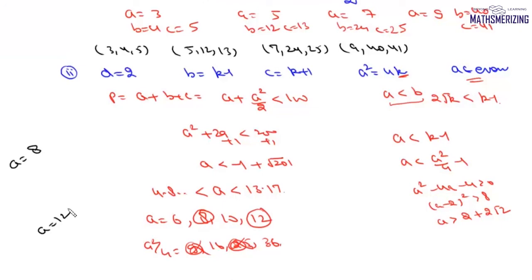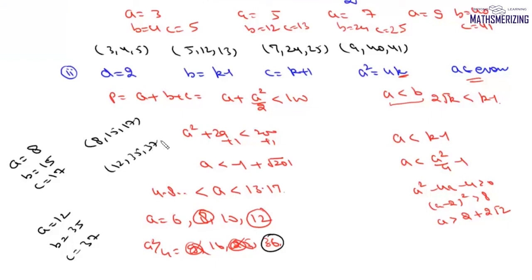Now, if the value of A is 8, value of K is 16. And if K is 16, then the value of B is 15. Value of C is 17. And here in this case, K will be 36. So B will be 35 and C will be 37. So we'll have 2 more cases when the sides are 8, 15 and 17 and 12, 35 and 37.